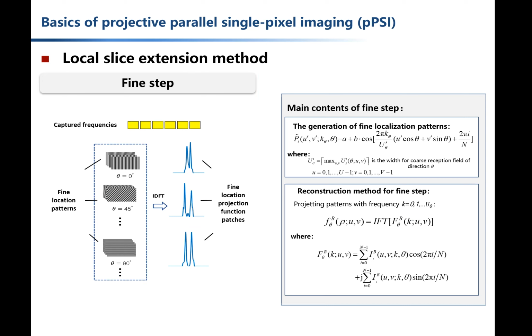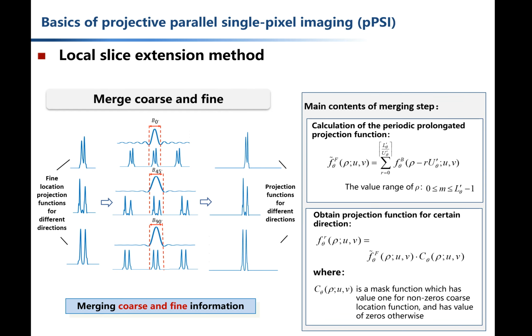Here, we provide the generation equation for fine location patterns. By applying inverse Fourier transform, the fine location projection function patches are obtained. Lastly, we merge the coarse and fine information by first periodically extending the fine projection function patches and then preserving the regions where the coarse projection functions are non-zero.